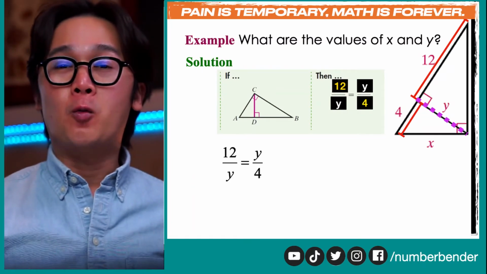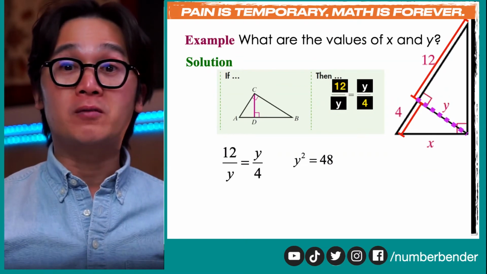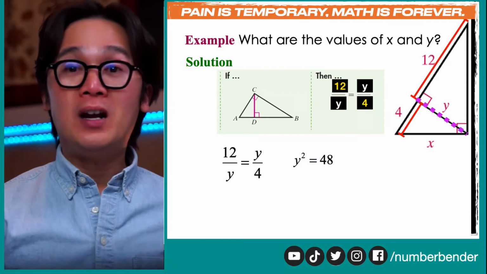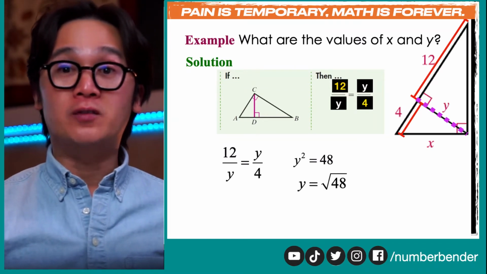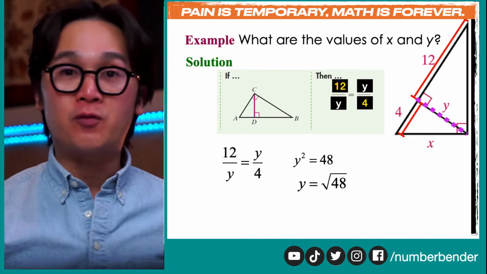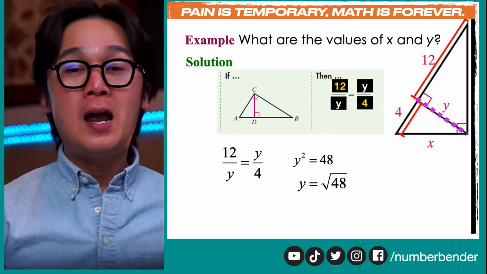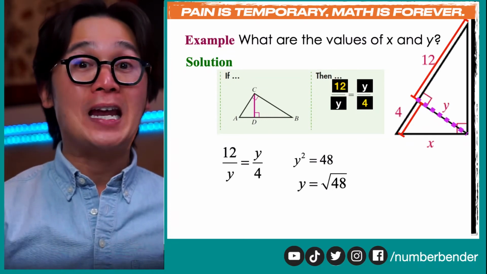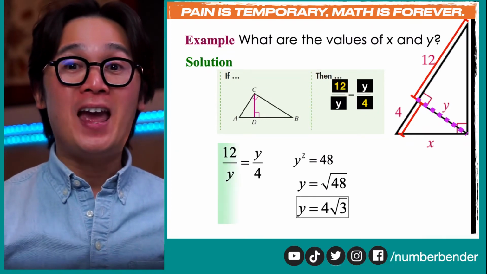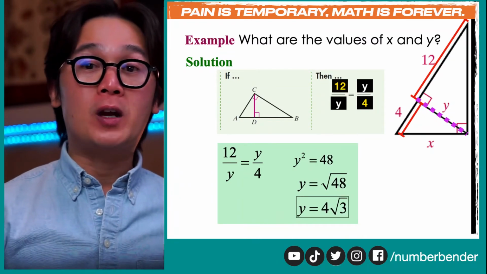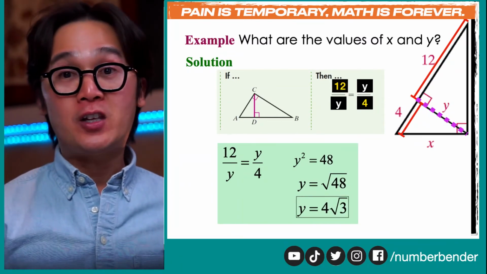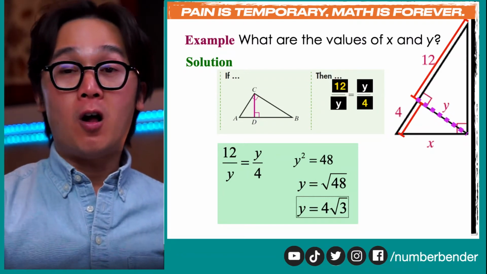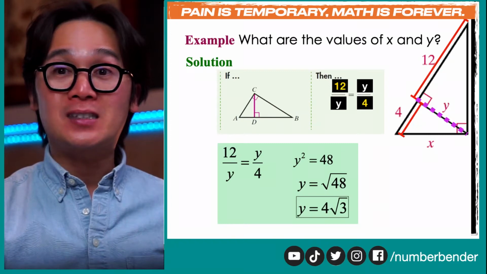And knowing that y times y is y squared and 12 times 4 is 48, now we are ready to simplify our value by taking the square root of 48. And we know that 48 is not a perfect square, but we can simplify this by taking the factors of 48 with a perfect square, which are 16 and 3. And we know that the square root of 16 is 4, so the value of y is 4 square root of 3. And now all we need to do is to find the value of x in this right triangle.